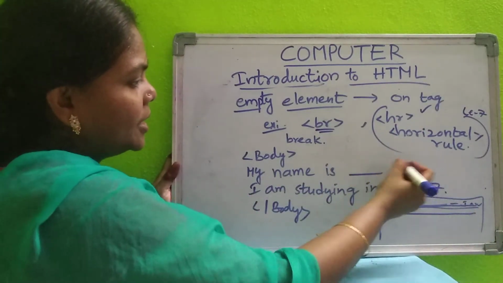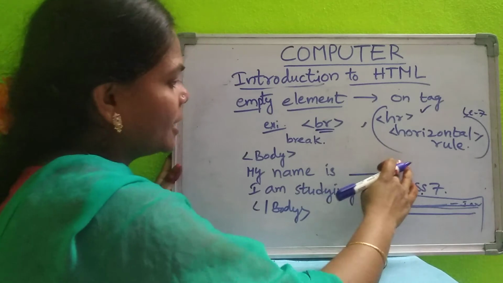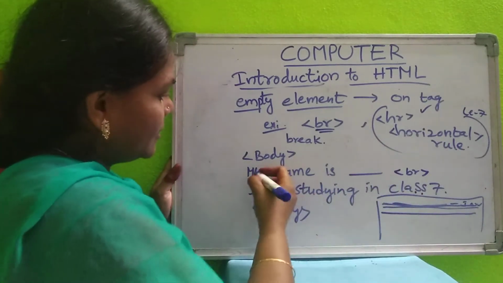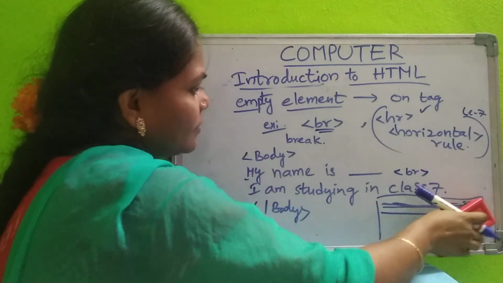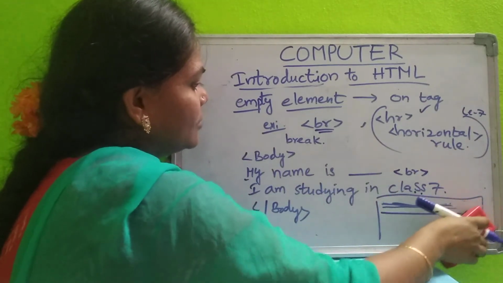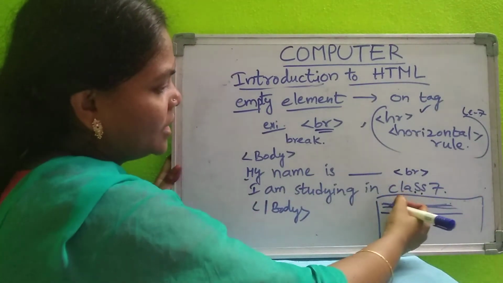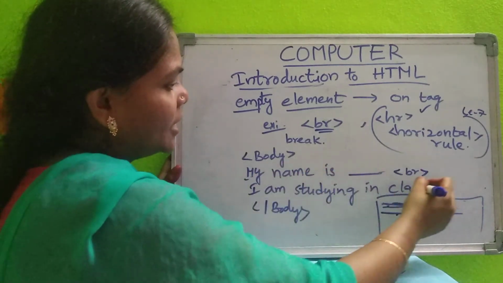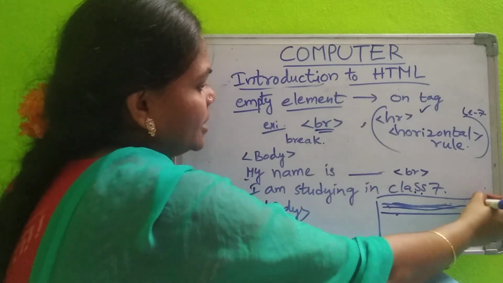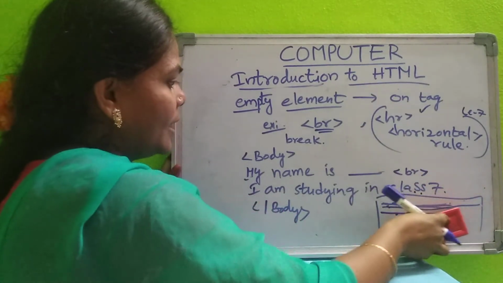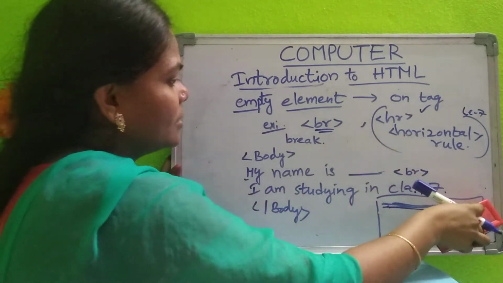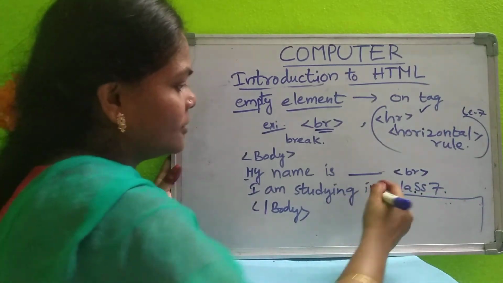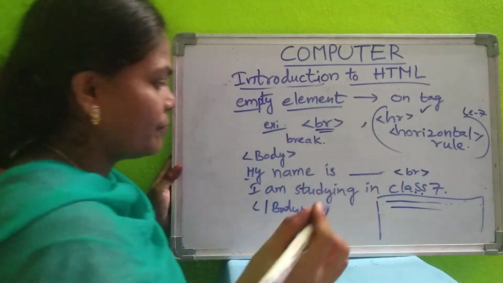Suppose you want to get it in 2 sentences, at that time we have to use this break element. Then the first line is displayed and after that the second line is displayed like this. 2 lines are displayed. Otherwise, my name is this and I am studying in class 7 will be displayed in total in one sentence, in one line. If you use break, the second line is displayed on another line like this. 2 lines are displayed here.